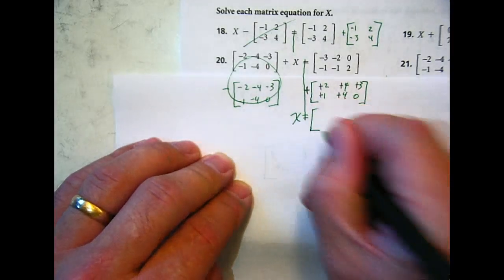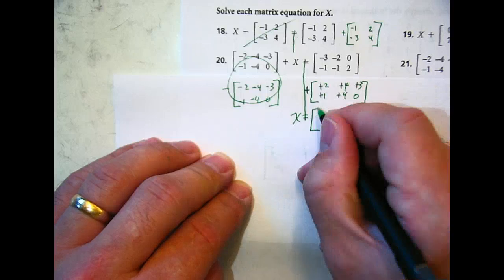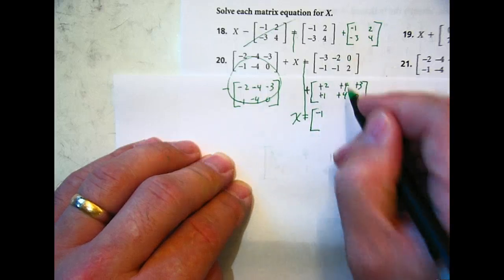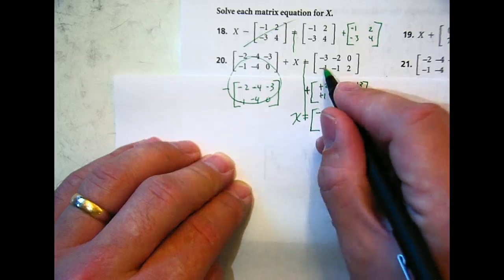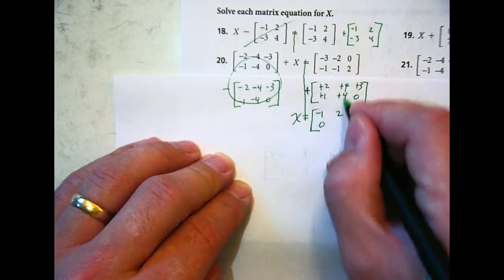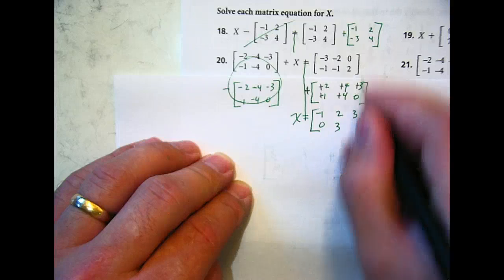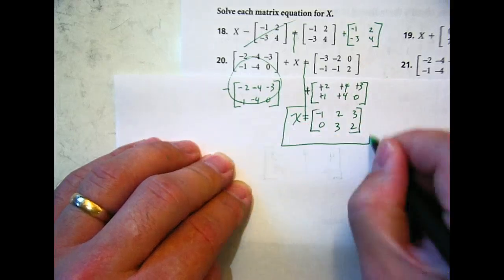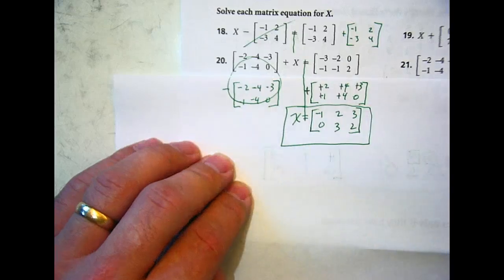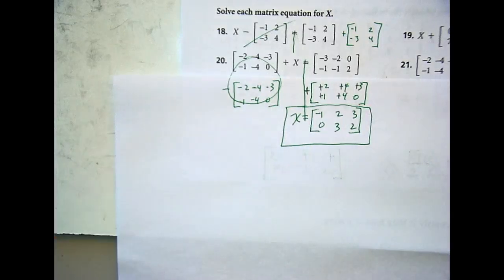So you end up with negative 3 plus 2, or negative 1, negative 2 plus 4, or 2, 3, 0, 3, and 2. Note your dimensions should be the exact same as the ones you started with. And if you're trying to solve and they don't have the same dimensions, you can't solve them. Any questions there?